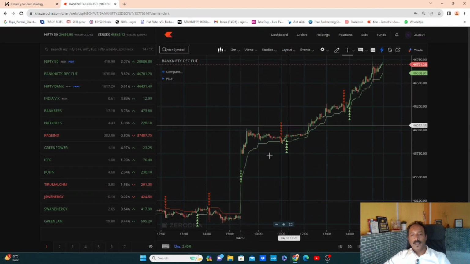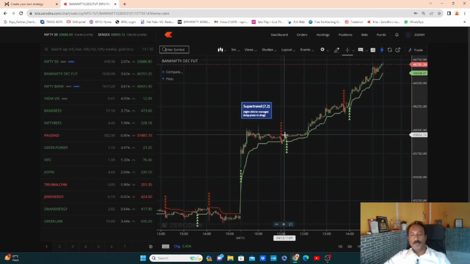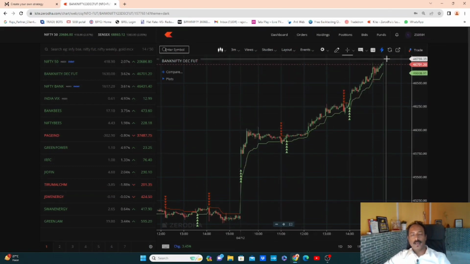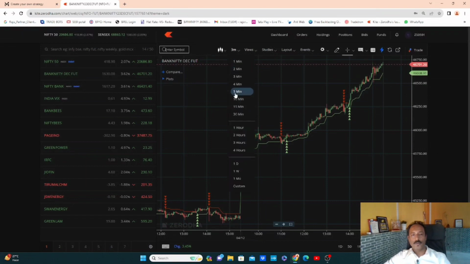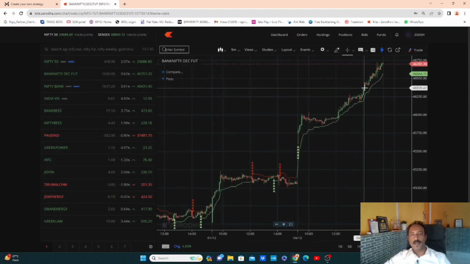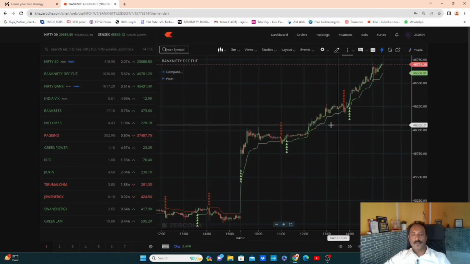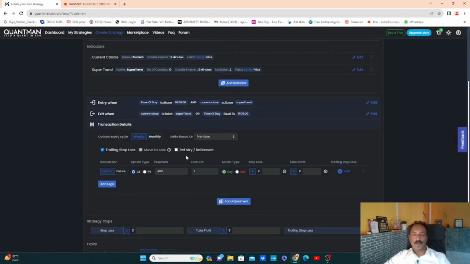will exit. Here is one exit, again there will be one entry, again exit, again entry, and again this one. So if you want to go for 5 minutes, you will not get so many entries. There is only one entry. We can define it time-based. So let's build it for 3 minutes and understand.